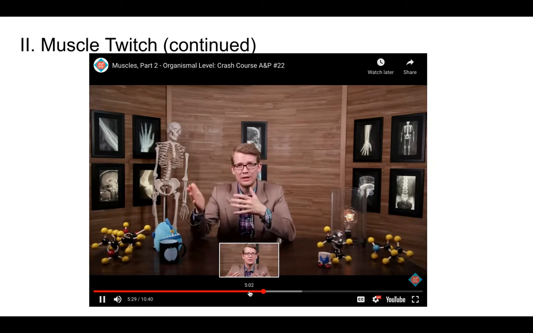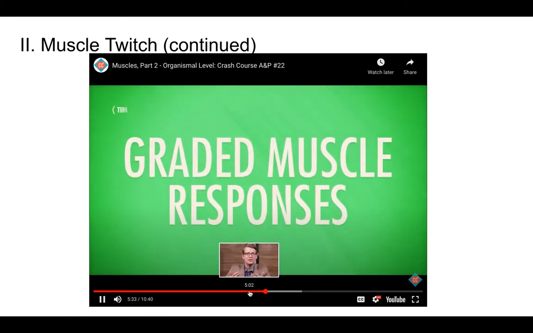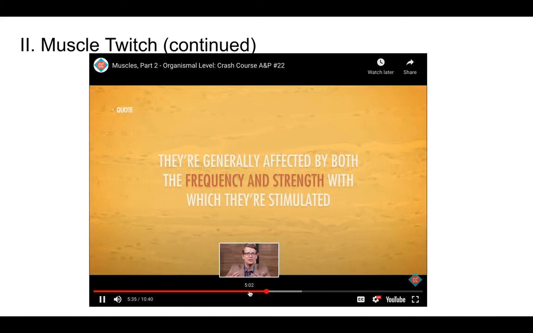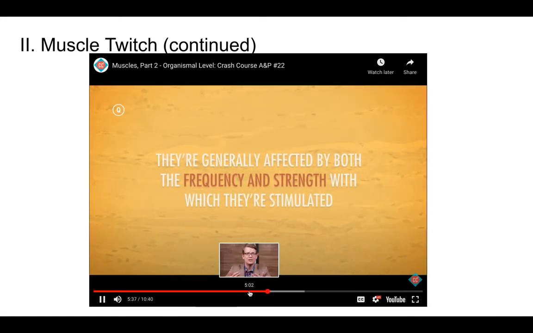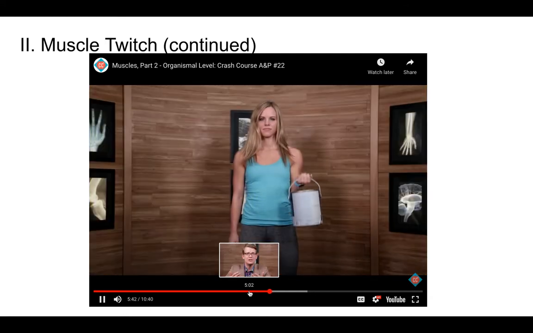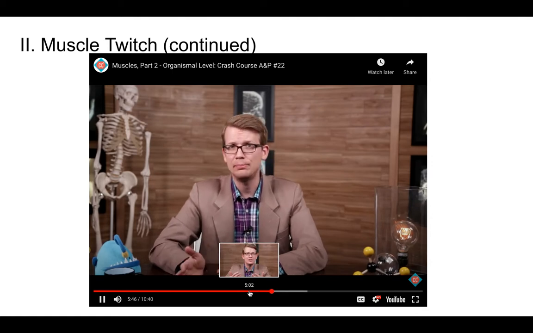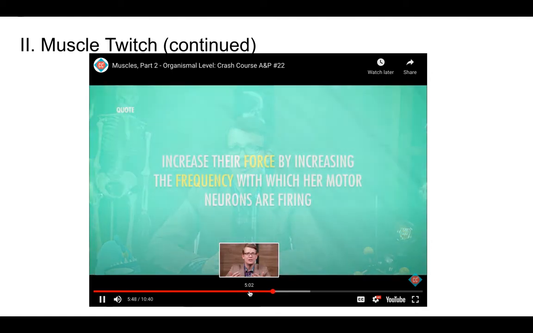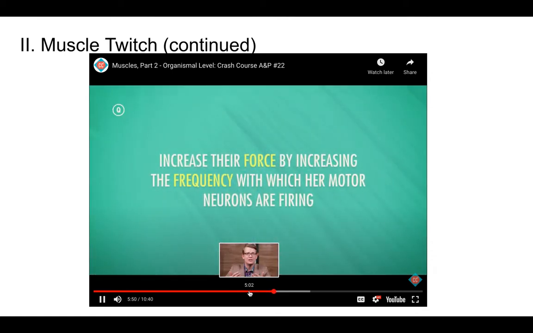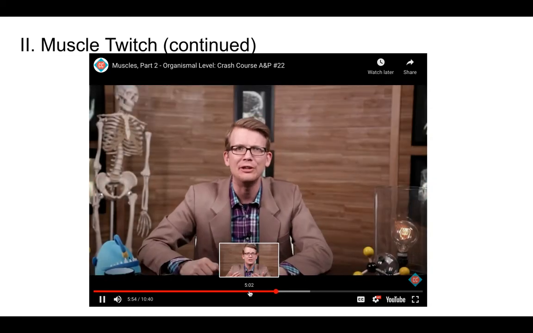That's because one muscle can produce a variation of smooth forces called graded muscle responses, and they're generally affected by both the frequency and strength with which they're stimulated. So say Claire's trying to lift something heavy, like a paint can. Just as the volume of a sound corresponds to the frequency of action potentials from your ear to your brain, her brain gets her muscles to increase their force by increasing the frequency with which her motor neurons are firing. It's like pushing a button over and over again really fast.